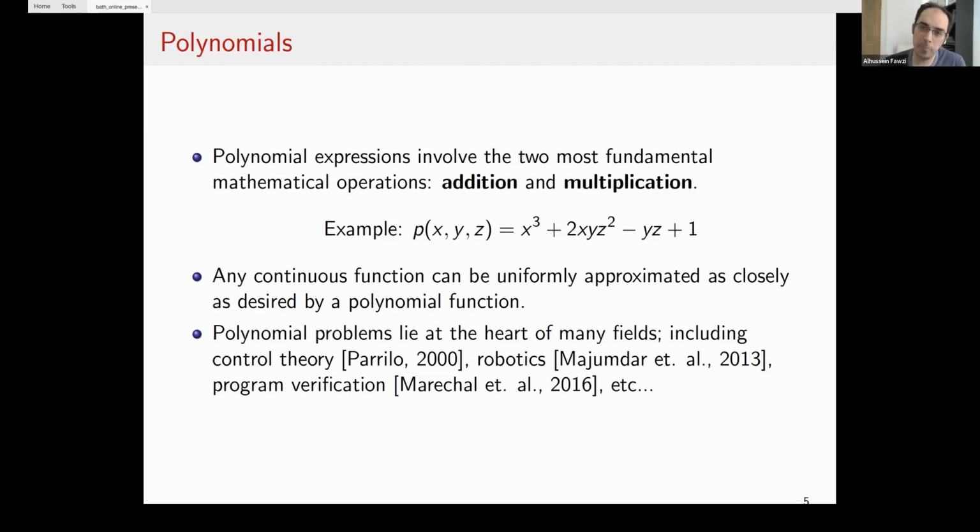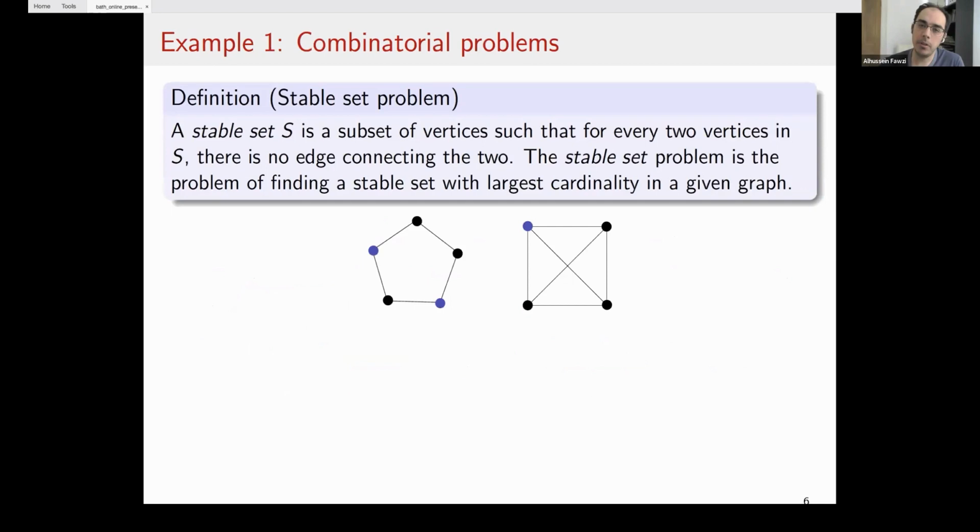Okay, so the first example is that you can model combinatorial problems using polynomials. As an example of a combinatorial problem, you can consider the stable set problem, also called the independent set problem, which is the following. You're given a graph, and then a stable set of this graph is a subset of vertices such that for every two vertices in this set, there is no edge connecting the two. Okay, so that's a stable set. And then the stable set problem corresponds to finding the largest stable set in this graph.